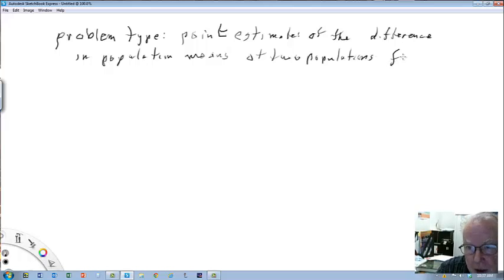We're going to make this estimate from the means of the two samples. The samples are, if you read the problem carefully, you find that they're independent.